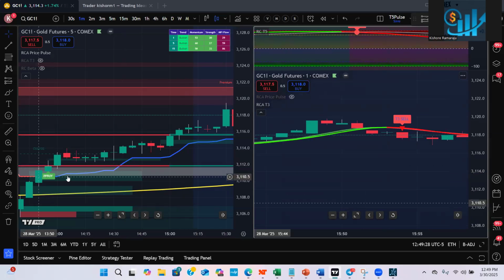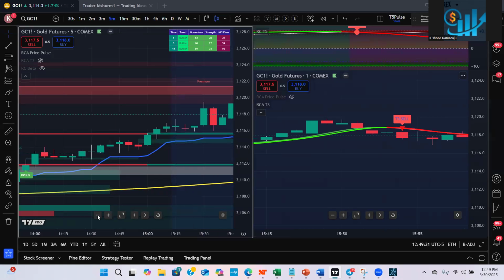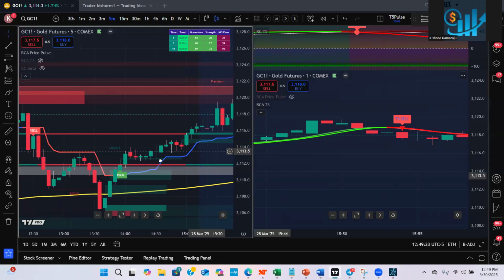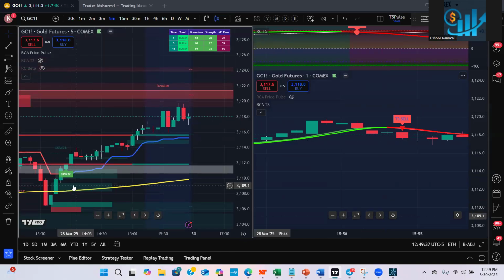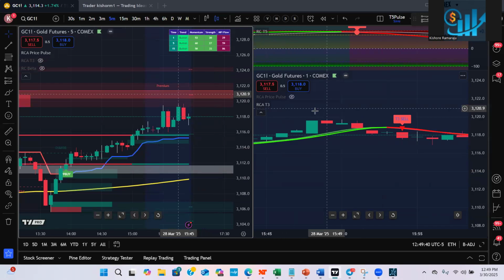So whenever you have this view, as long as your 5 minutes is in a long signal, you only take T3 buys here. If you get a T3 sell, you just close your long trade. Don't open a short trade.